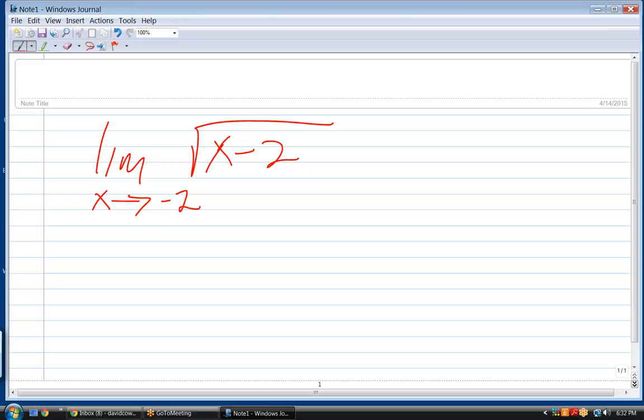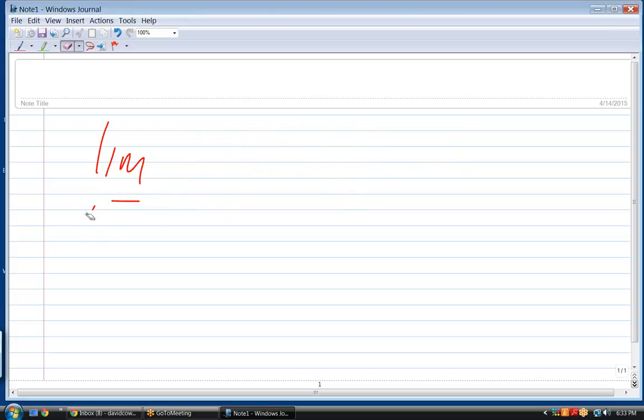Something is wrong here. Because if I do a direct substitution, I get the square root of negative 4, which is an imaginary number. So the limit actually is 2i. It says that you can't use substitution and it wants you to find the limit.